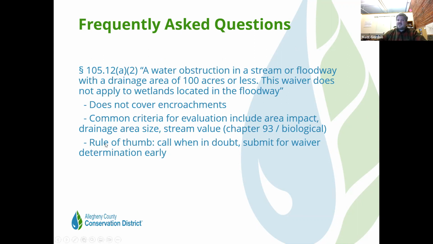Just generally speaking, if you do want written approval for a waiver, call the regional office when in doubt and submit for waiver determination early. The risk you could run, again, if work goes ahead, assuming, well, we're doing this under waiver two, again, with that asterisk statement, DEP can always come back and require a permit for some activity that appears to be otherwise waived. So it's advisable early on in the process development to get a determination.